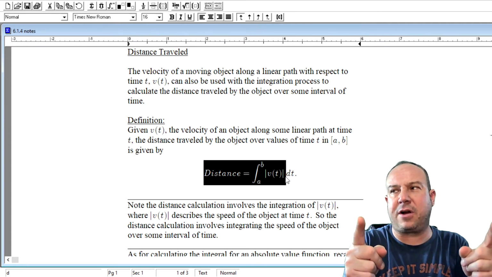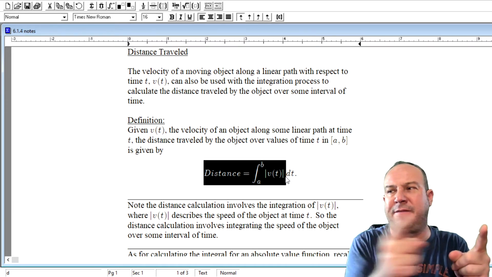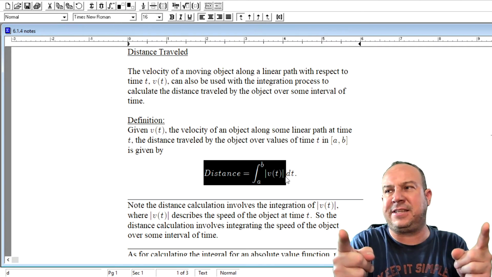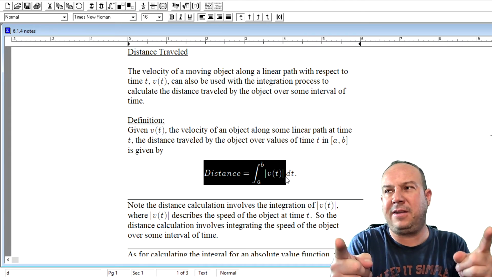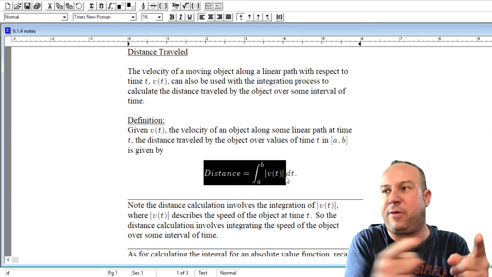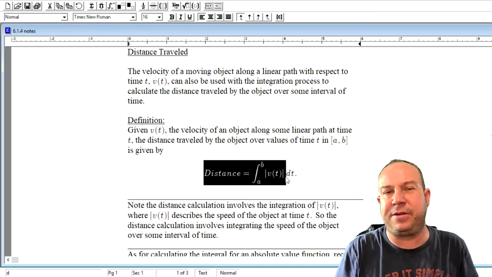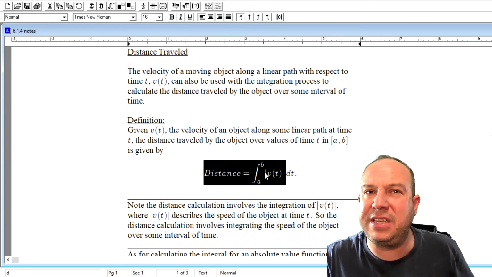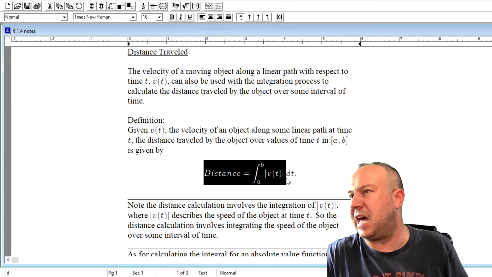Now, from where we started to where we ended, we could have moved back and forth quite a few times. We could have covered quite a distance, right? Whereas the displacement would just be this small little portion here. That distance would be all that back and forth in calculation. So they are different. And the way we calculate that difference is with that absolute value of the velocity function, folks.